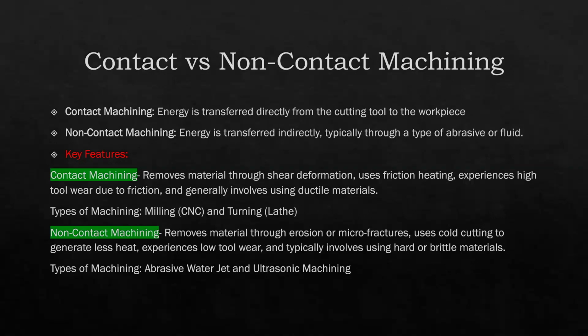In non-contact machining, it removes material through erosion or microfractures. It uses cold cutting to generate less heat and experiences low tool wear. And typically, it involves using hard or brittle materials. Types of machining in non-contact machining involves things like abrasive water jets and ultrasonic machining.